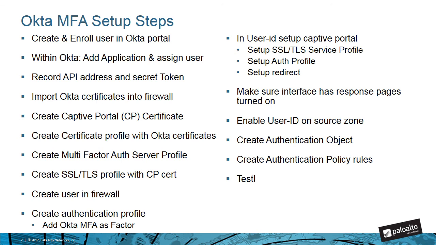Then create a multi-factor authentication server profile. Create an SSL TLS profile for the captive portal certificate. Create and add a user inside of the firewall. Create an authentication profile and add Okta MFA as the factor for that authentication profile. Set up the captive portal, essentially secure the traffic using the SSL TLS profile, which contains the captive portal certificate we created earlier. Reference the authentication profile we created earlier.